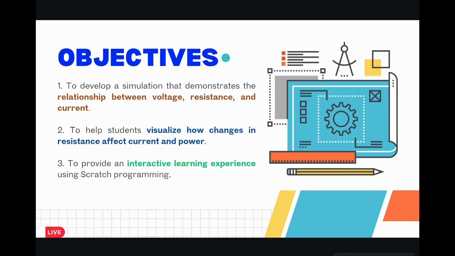There are three objectives of my project. The first is to demonstrate the relationship between voltage, resistance, and also current. The second one is to help students visualize how changes in resistance affect current and also power. The third one is to provide an interactive learning experience using Scratch programming for students.